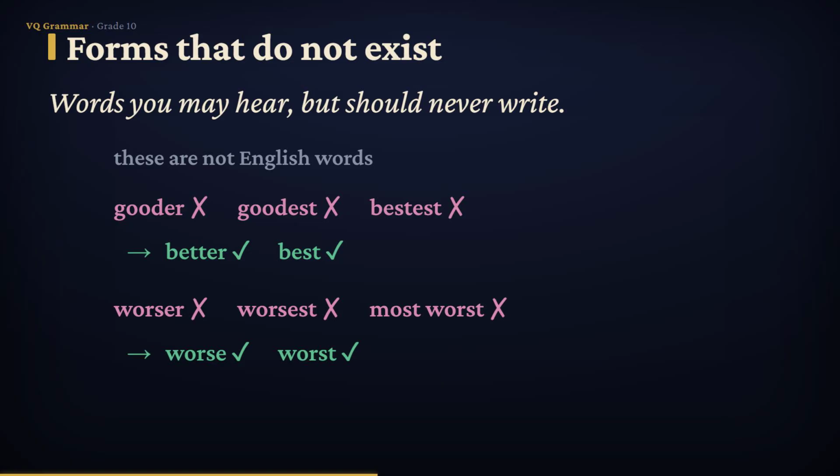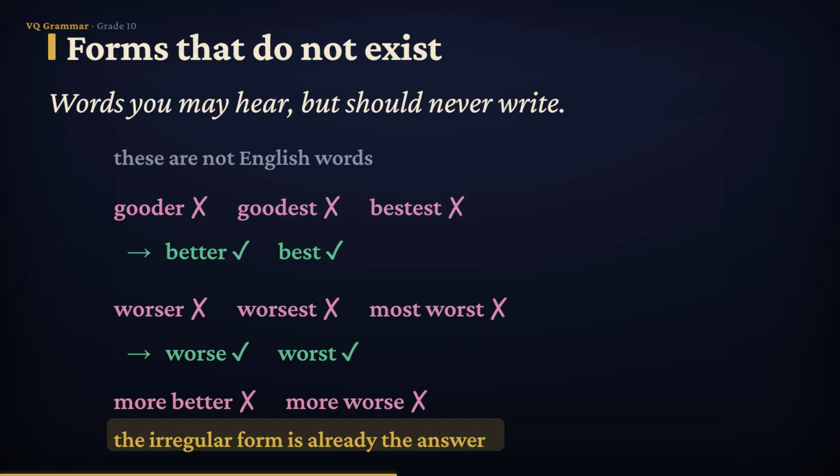And then there is a third family, more better, more worse, where an extra word gets stacked on top of a form that is already finished. Remember this, and the whole group collapses. The irregular form is already the answer. Better is the comparative. Worst is the superlative. Neither one needs any help.